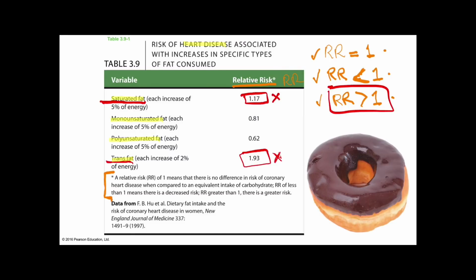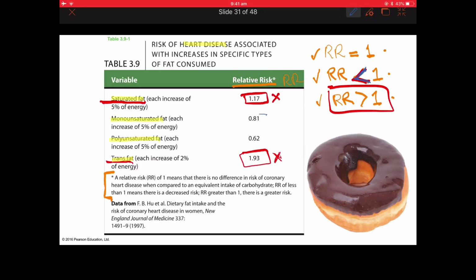Now let's look at the ones that are less than 1 يعني أقل من 1. So that's 0.81 0.62. هذه ممتازة. So the monounsaturated fats and polyunsaturated fats. In fact the polyunsaturated fats اللي هو هذا أحسن من المونو لأن الرقم أقل. So هنا 0.81 هذا 0.62، فالنسبة الإصابة أقل. أحسن واحد فيهم هذا اللي هو polyunsaturated fat.